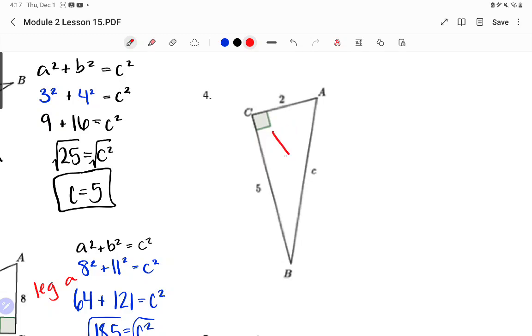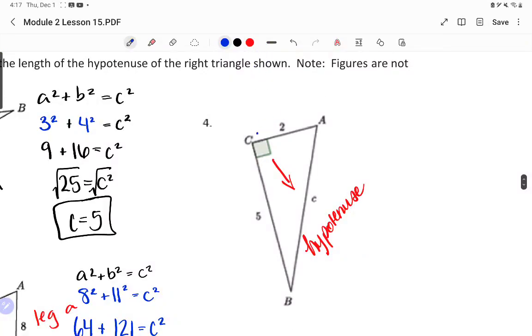Across from our right angle is our hypotenuse. So our hypotenuse is here. And remember, our hypotenuse is our longest side, so you can also look for that. But with this one, it's a little bit difficult to see. And we know that the ones attached onto our right angle are our legs, so we're going to call this leg and leg. And I'm going to call this one leg A and this one leg B.